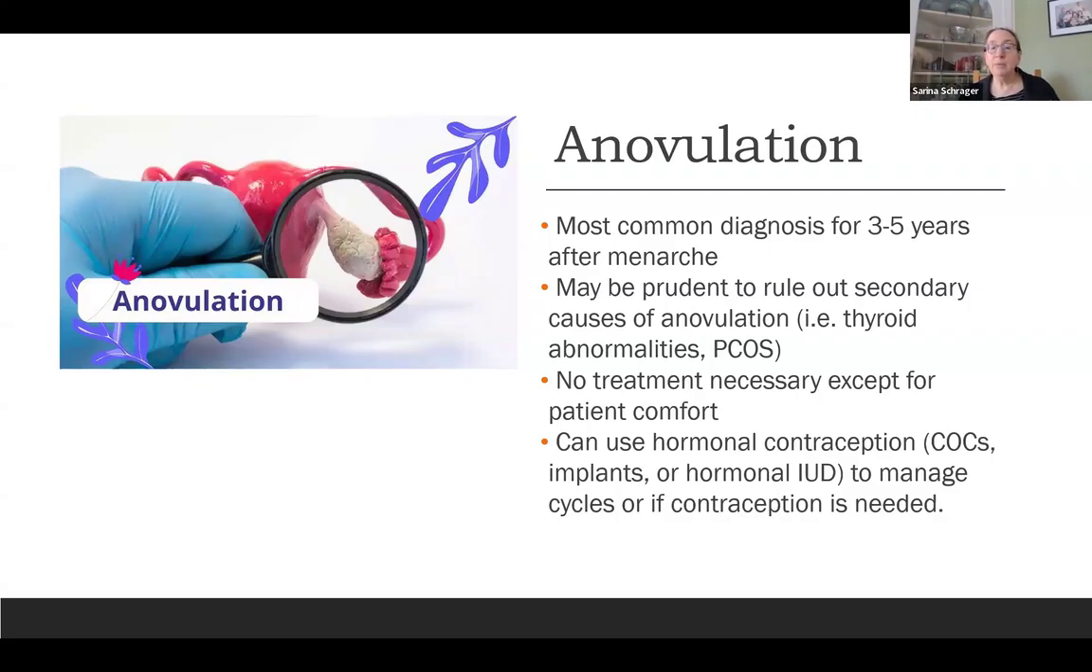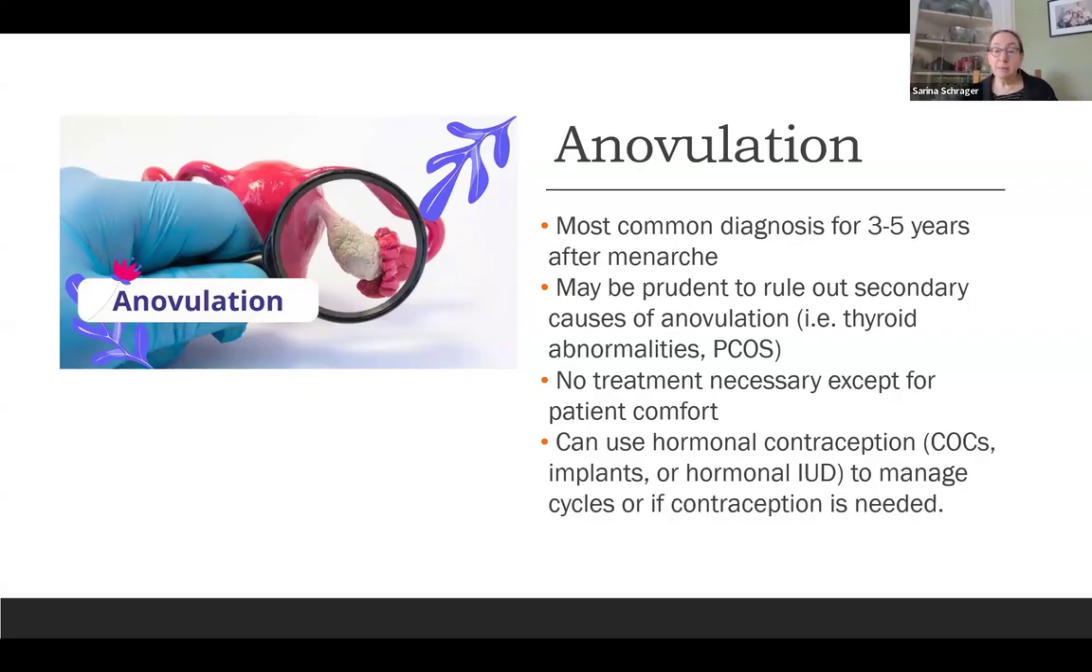For people coming in with anovulation, you've ruled everything else out, and they've done the diary, and it really shows that their periods are very irregular, there's really no treatment necessary, and reassurance can go a long way. You can just say, hey, this is really common after menarche. A lot of cycles are anovulatory. Let's just wait and see.